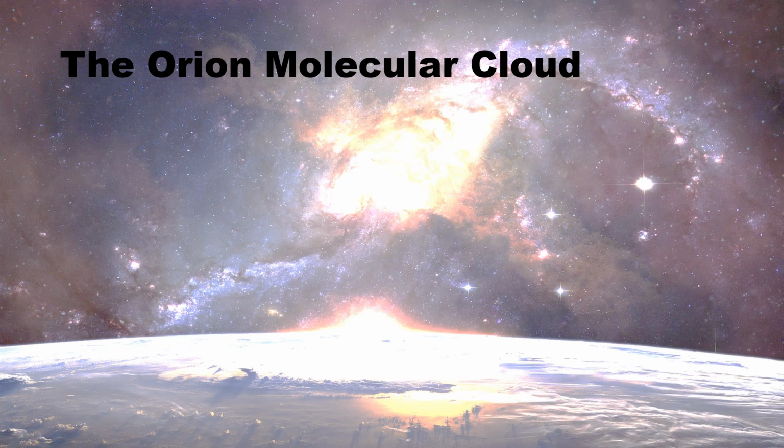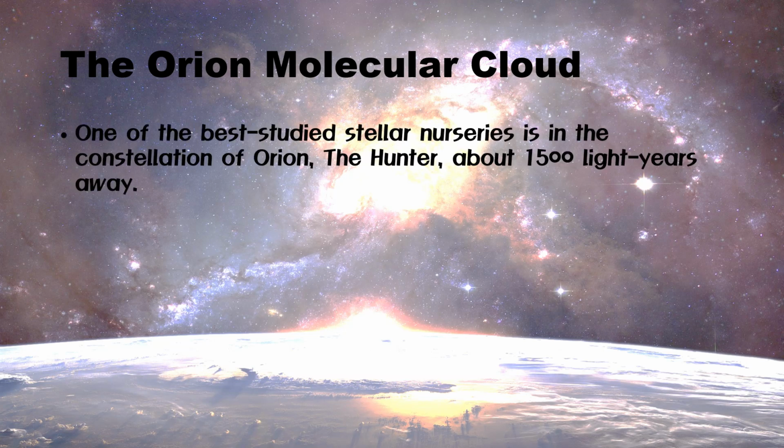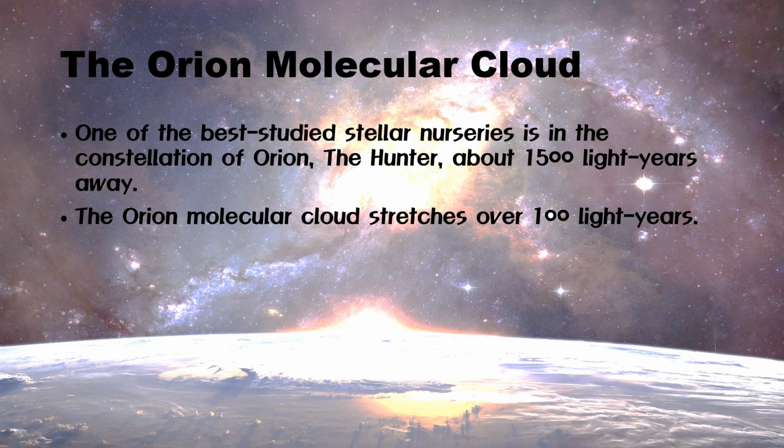And so let's look at this with an example here. All right, we're going to go ahead and focus in on the Orion molecular cloud to really kind of see how some of this star formation is actually happening. Now, the Orion molecular cloud is one of the best studied stellar nurseries in the constellation of Orion the Hunter, and it's about 1,500 light years away. Now, the Orion molecular cloud stretches over 100 light years, so it's not the biggest molecular cloud that we know is out there, but it is one of the most studied.